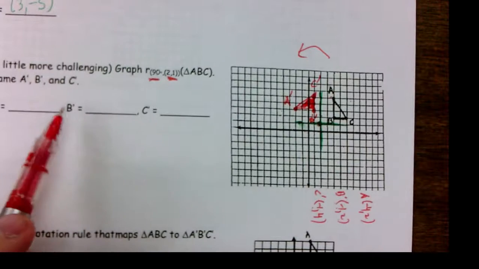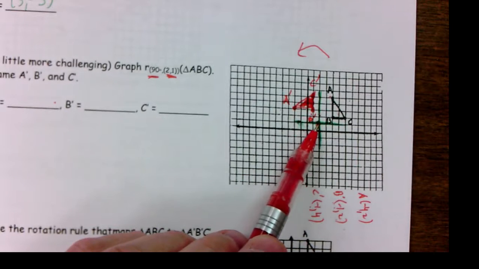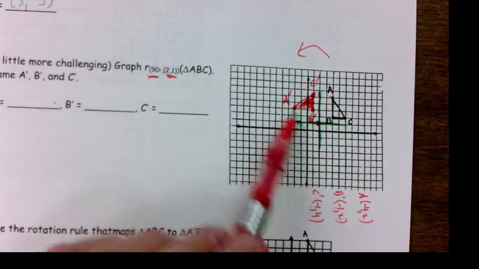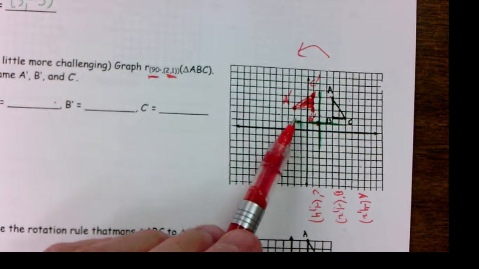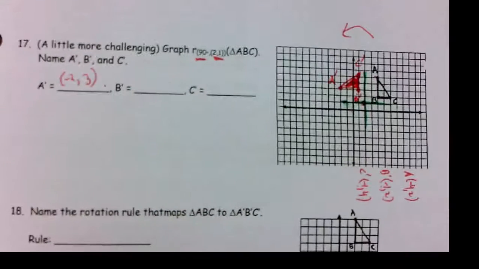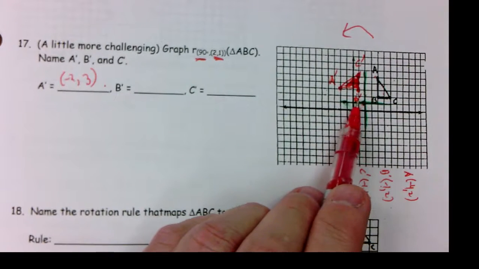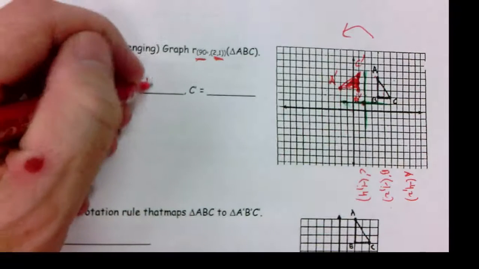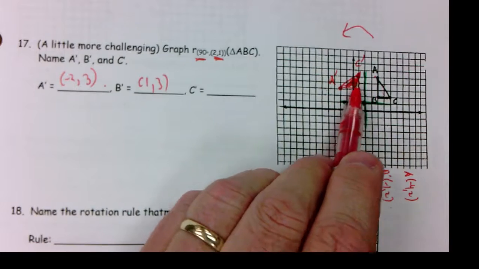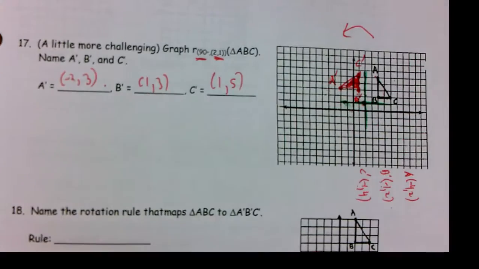And now I can name the actual coordinates of those points. Notice my triangle rotated around the green point, but now I'm going to name its actual coordinates on the actual graph. A prime is at 1, 2, 1, 2, 3, negative 2, 3. B prime here is on the actual graph at 1, 1, 2, 3, 1, 3. And C prime is at 1, 1, 2, 3, 4, 5, 1, 5. If you're getting that one, you're doing awesome.